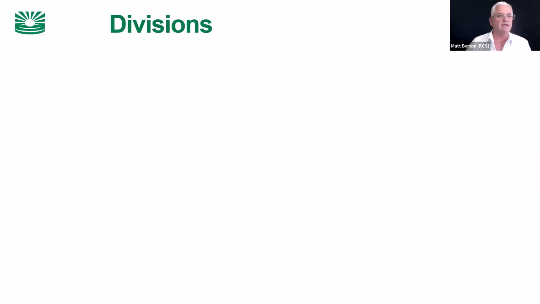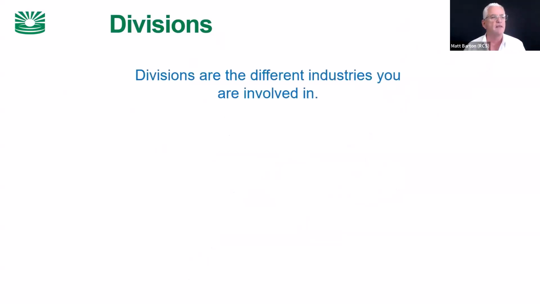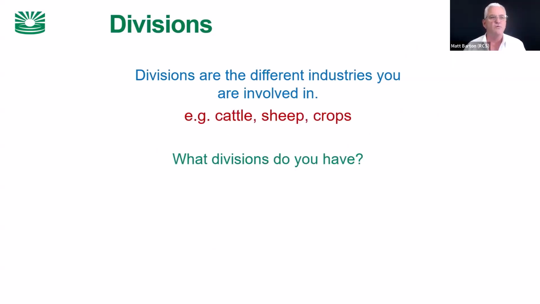Now we're going to change topic a little bit, but we've got to have divisions. If we want to start doing gross margins, we need to break up the divisions that are involved. And the divisions are different industries that you're involved with: sheep, cattle, crops. And I'd like to ask you what divisions you have. How many divisions are you carrying? If you're growing a fodder crop, that is a cropping division. We need to start selling our fodder crop to our animals to see how profitable the fodder cropping is.